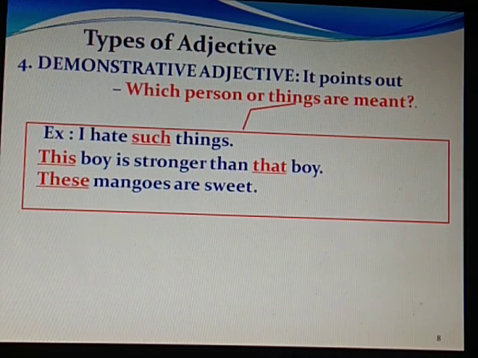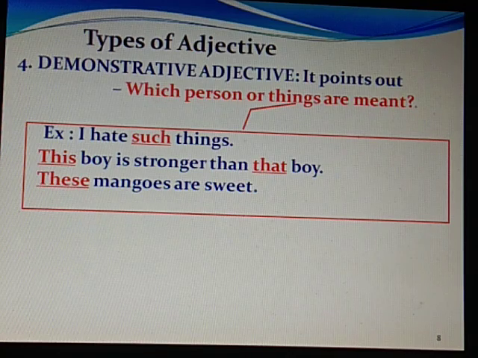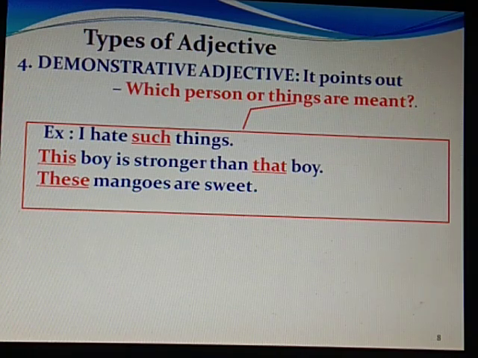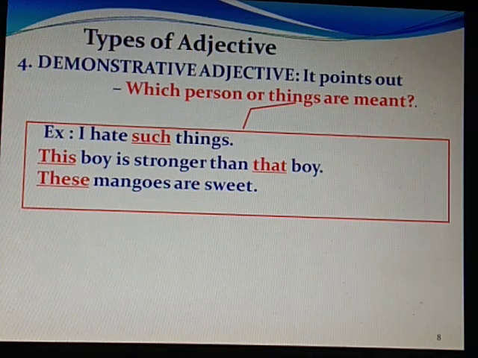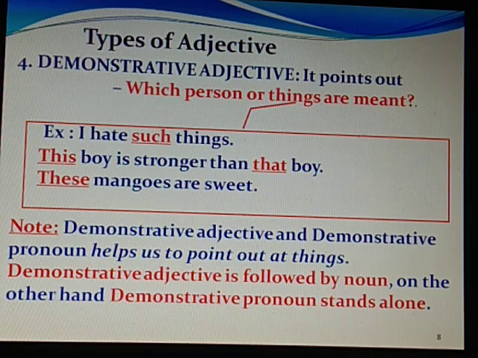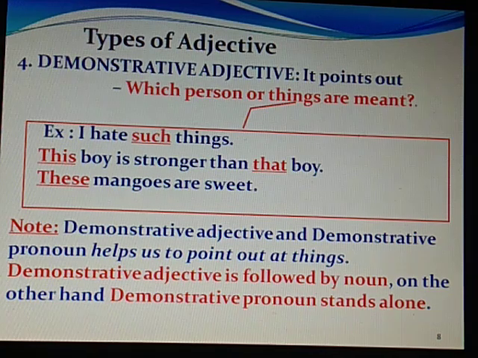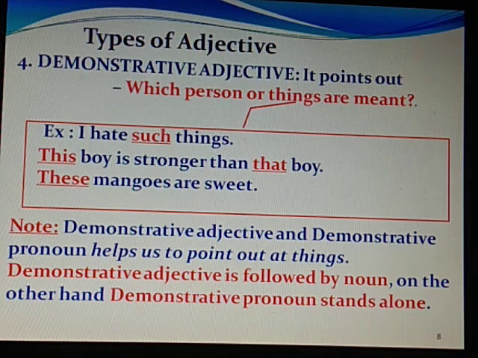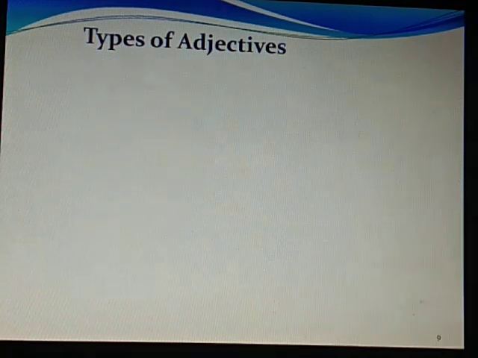Now you should remember, this is generally used with the things which are placed nearer to us and that with those which are far off. So plural goes, these mangoes are sweet. Again these for the nearer object. So this, that, these, okay, are termed as demonstrative. Now demonstrative adjective and demonstrative pronoun help us to point out the things. Demonstrative adjective is always followed by a noun. So the noun should come after the demonstrative adjective, whereas the demonstrative pronoun stands alone.